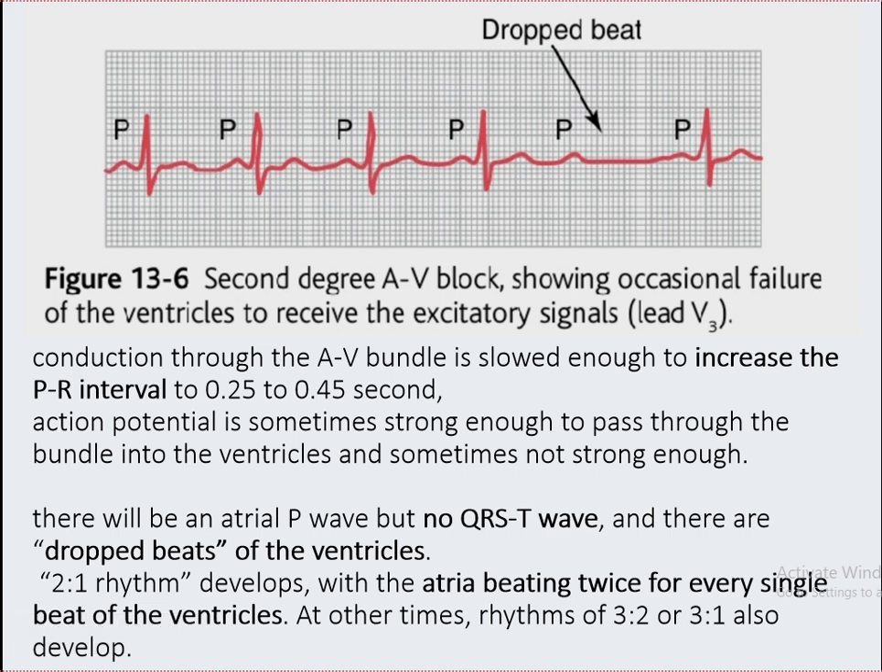In a 2-to-1 rhythm, you may have 2 normal beats and 1 dropped beat. Sometimes 3-to-2, you find 3 normal beats and 2 dropped beats, in those sequences. Whenever you find dropped beats, you can even detect it using the stethoscope. If you are listening to someone's heartbeats and find that sometimes the beats are being dropped, it means that there is a serious block in the AV node. That is second degree AV block.